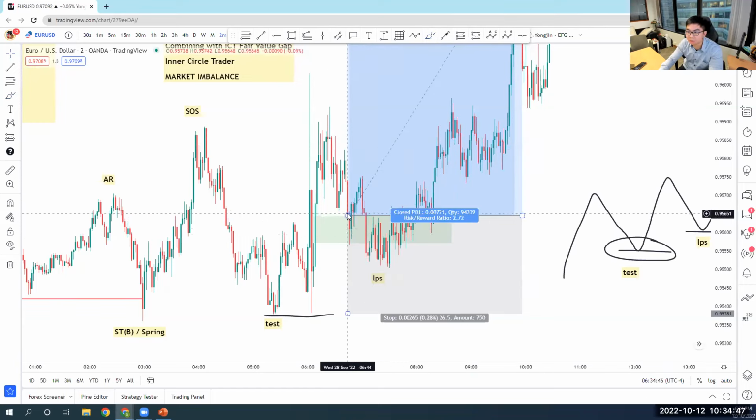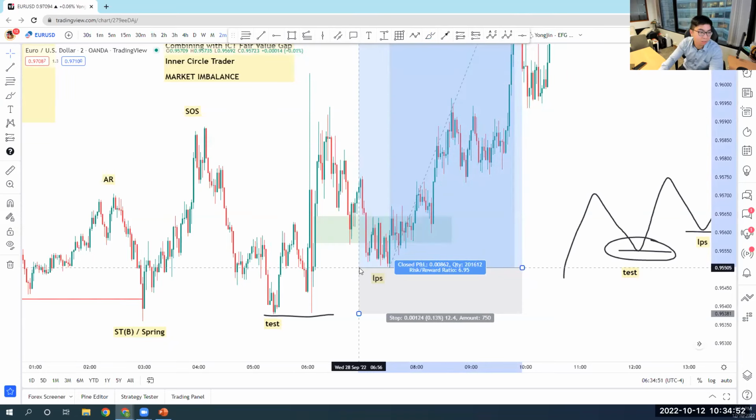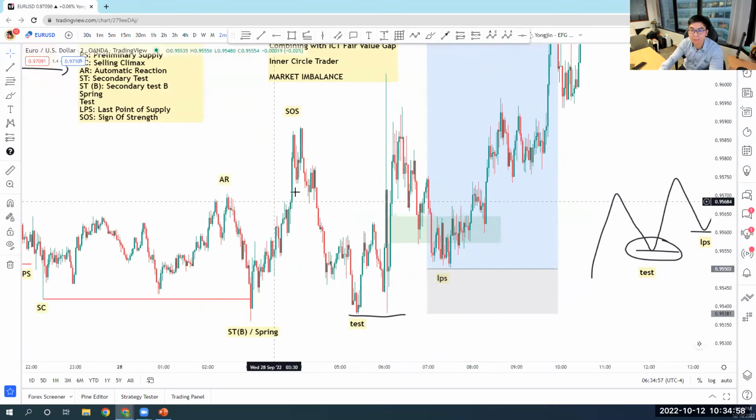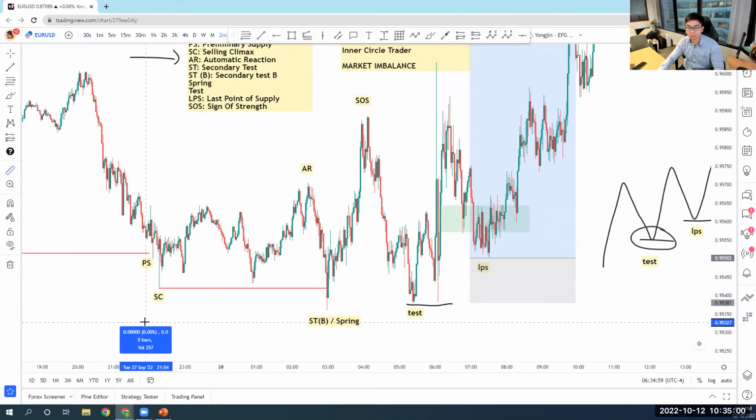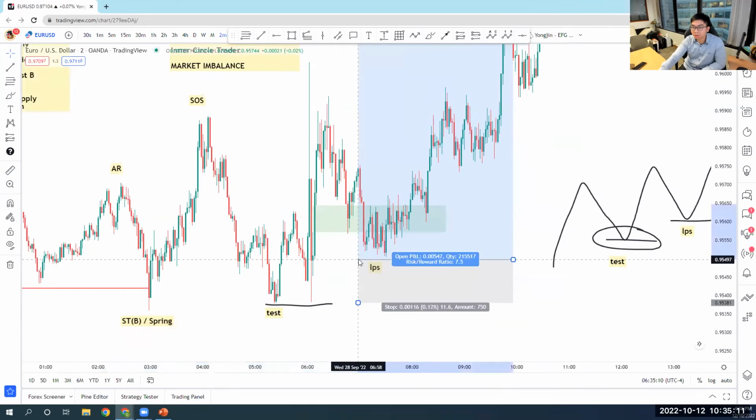You want some kind of minute entry. Let's say you are trying to find a very clean entry, with a very nice 1 to 7 risk to reward. But what if price doesn't come all the way down? You already spent how many hours? You already spent 10 hours. The whole schematic took 10 hours to form, and then you decide to refine it all the way down.